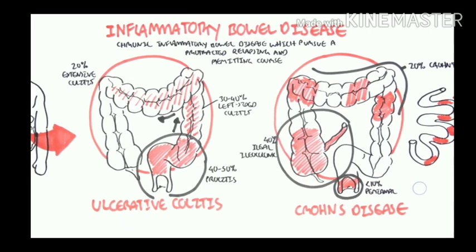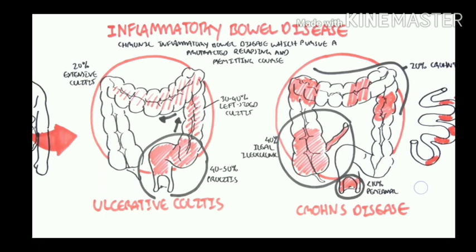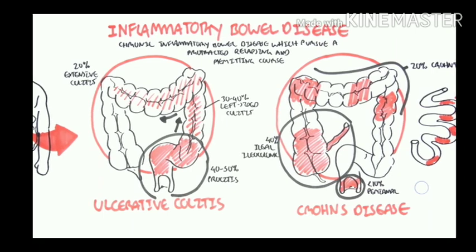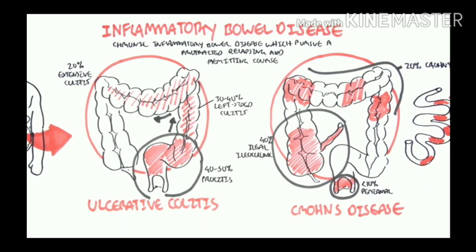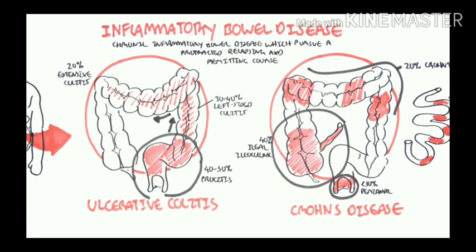Okay, once again I will repeat about ulcerative colitis. We see the inflammation in the rectosigmoid area, and it spreads to the descending colon, in about 30 to 40%, which we call left-sided colitis. Then from this it spreads to the transverse colon, which is seen in 20% of cases, and we call that extensive colitis. This is about ulcerative colitis.